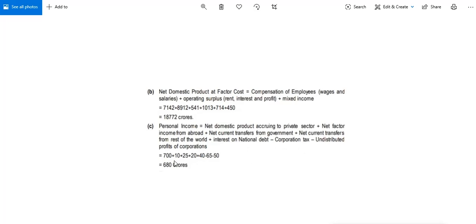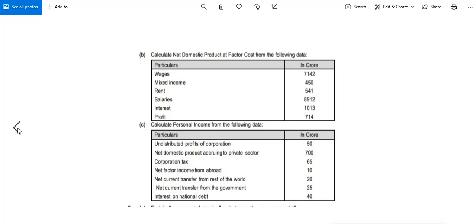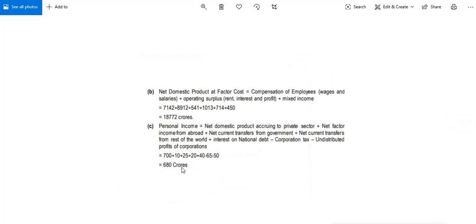That's why here we must add the amount such as 700, 10, 20, 25, even 40, but subsequently we have to deduct corporation tax of 65 and undistributed profits of corporation 50. So that results 680 crore rupees as the personal income.